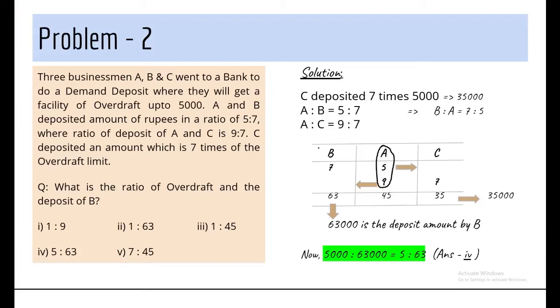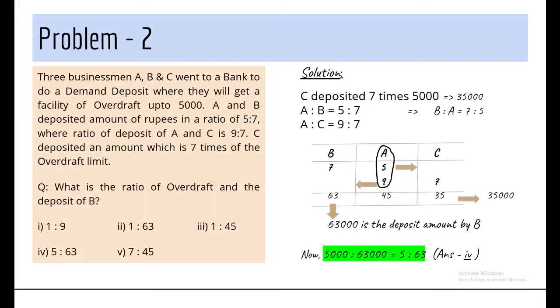Correct. So we will form this table where A is in the middle. Right. Now the ratio of A and B is A is to B. That means 5 is to 7. Means B is to A will be 7 is to 5. And again the next ratio is A is to C. Now here A is to C is 9 is to 7.